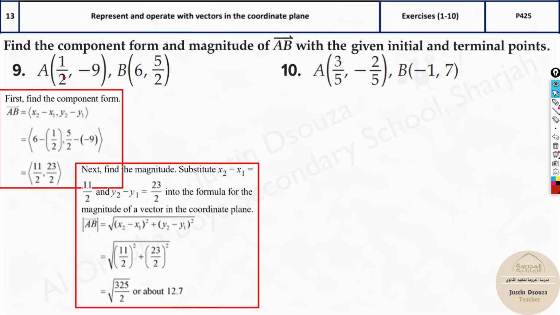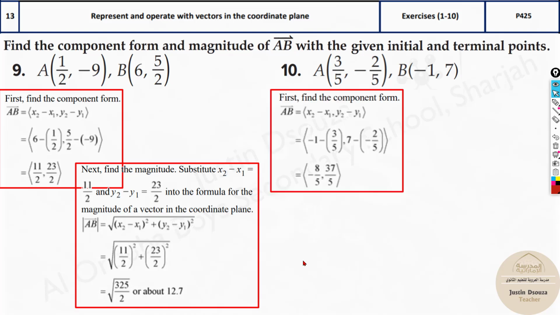Over here we have fractions. That doesn't make any difference because all you need to do is x2, 6 minus half, and over here 5 by 2 is basically 2.5. You can write it as 5 by 2 in your calculator easily. Minus of minus 9 would be plus 9. So these are the answers, and then square them up, add them up, and take the square root of them. That will be the magnitude.